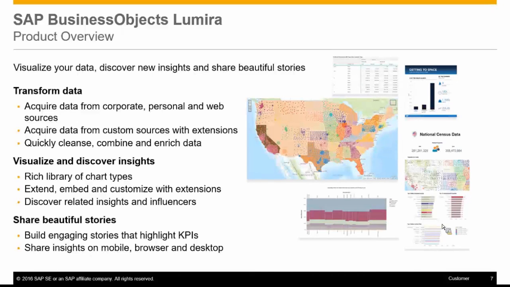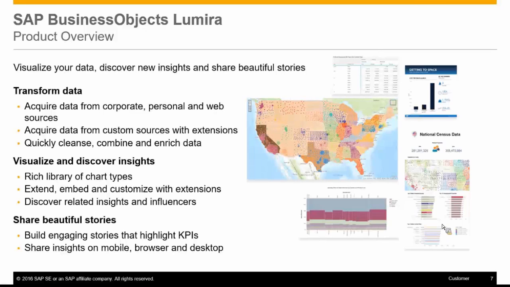Having said that, if there are certain sources that you cannot connect to from the product, you have an option to connect to other sources. You have some extension data sources. So you can build your own extensions to any source and bring that data into SAP Lumira and clean, combine, or enrich that data.